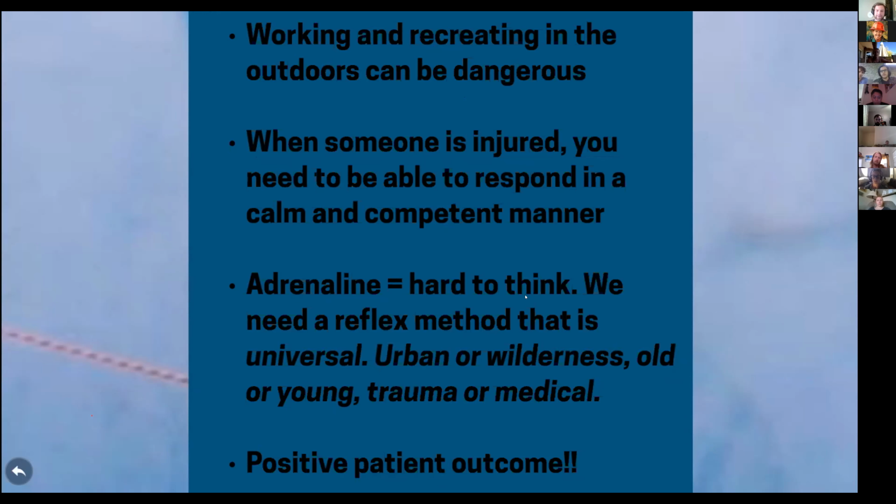Adrenaline makes it really hard to think. If you've ever been in an emergency situation, you see the accident happen, you see the aftermath, and your adrenaline starts pumping, and your sympathetic nervous system starts kicking, and it's really hard to think and have a coherent thought process. So we need a reflex, we need a method that is universal and can give us a logical sequence to follow so that when something bad happens, we can just fall back to that reflex. We can let our reptilian brain just go through the motions.